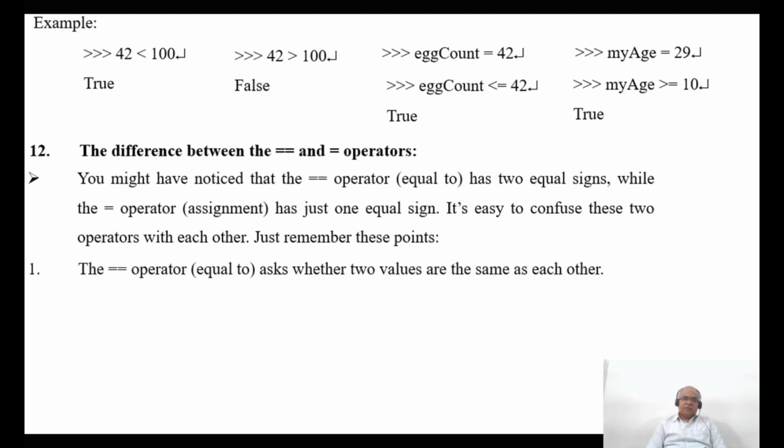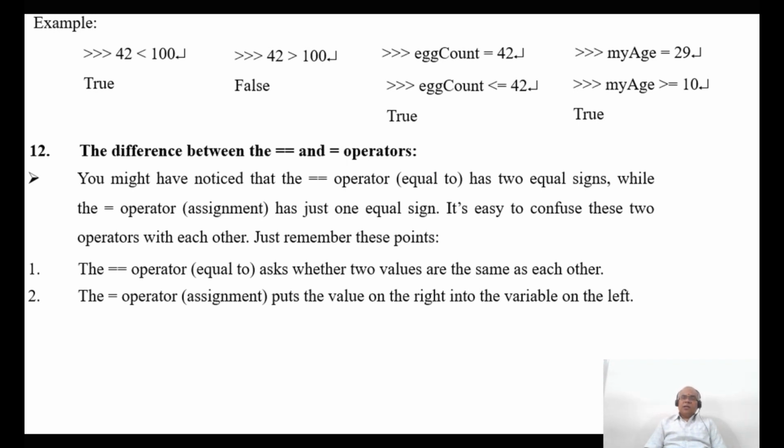To remember these points: first, the double equal operator, which is equal to, asks whether the two values are equal or the same as each other. And the single equal operator, which is an assignment, puts the value on the right into the variable on the left. Suppose I say x equals 5: the value on the right-hand side, which is 5, is assigned to the variable on the left. So the value of x is going to be equal to 5.